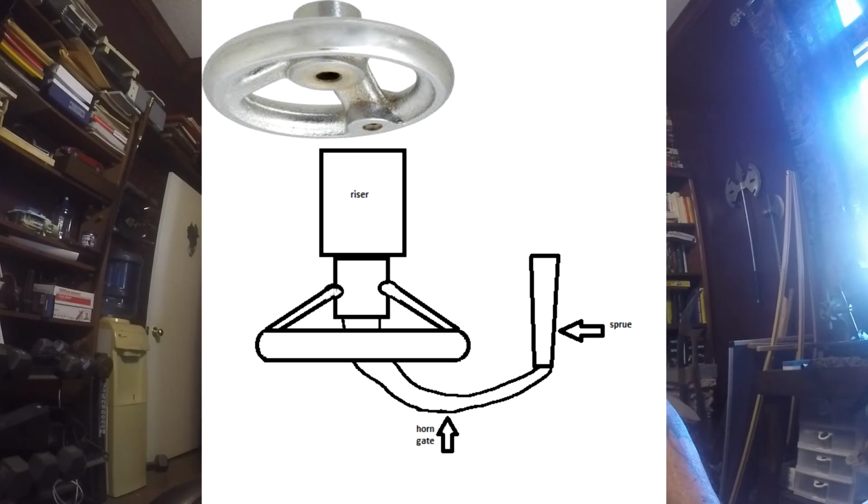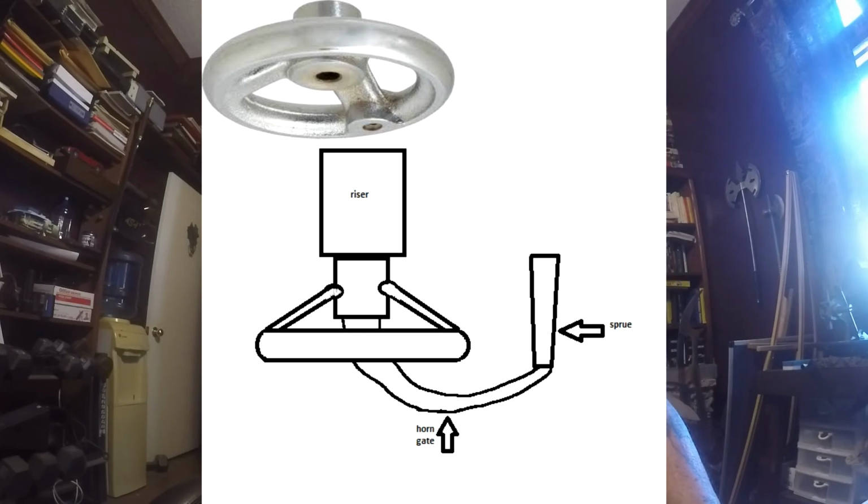What you'd be doing is making your cope first, ramming your drag second, and then flipping the whole thing. You would take it apart then, and you would cut the riser, and the way you would pour it is the way it's set up in the drawing below that hand wheel.